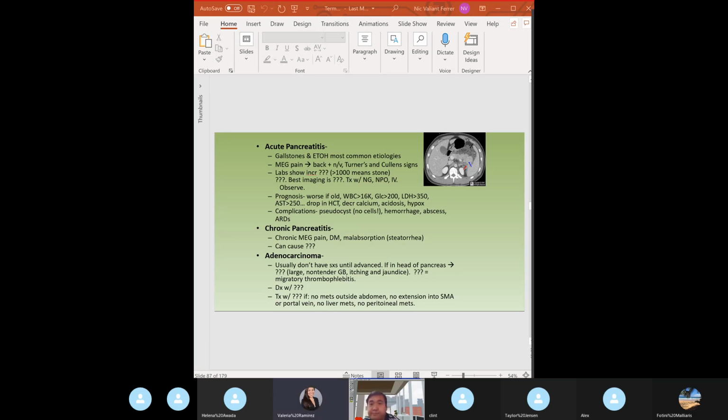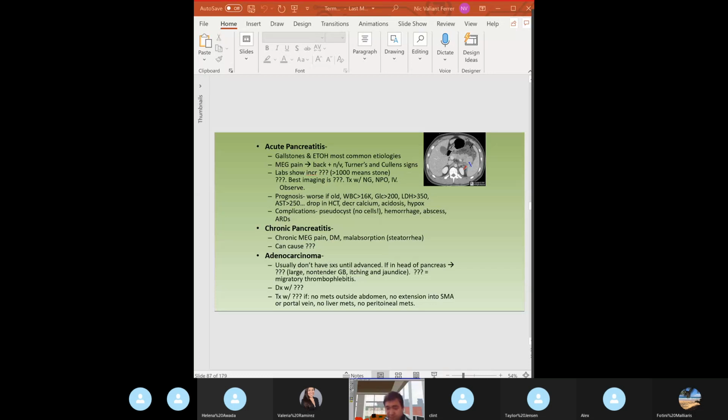Where do you get the superficial bruising? Where? Excellent. Around the umbilical area. Good job. Paraumbilical region. Excellent. So you have a superficial bruising. You have an ecchymosis actually in the paraumbilical area. That's Cullen's sign. How about Turner's sign?